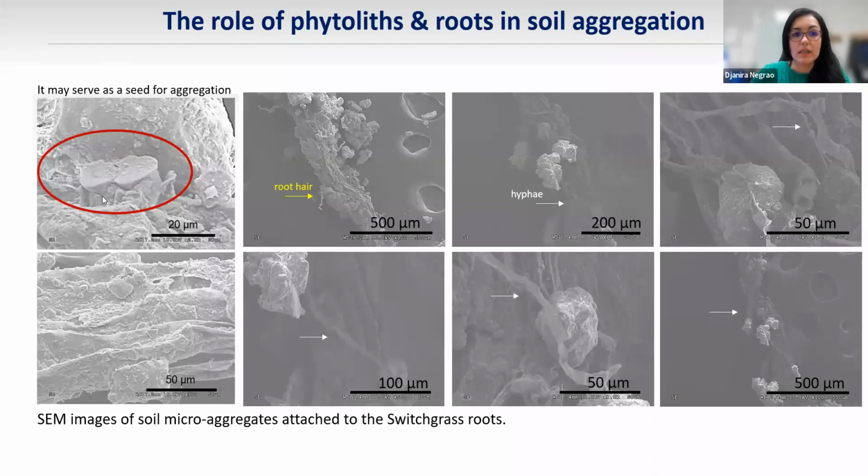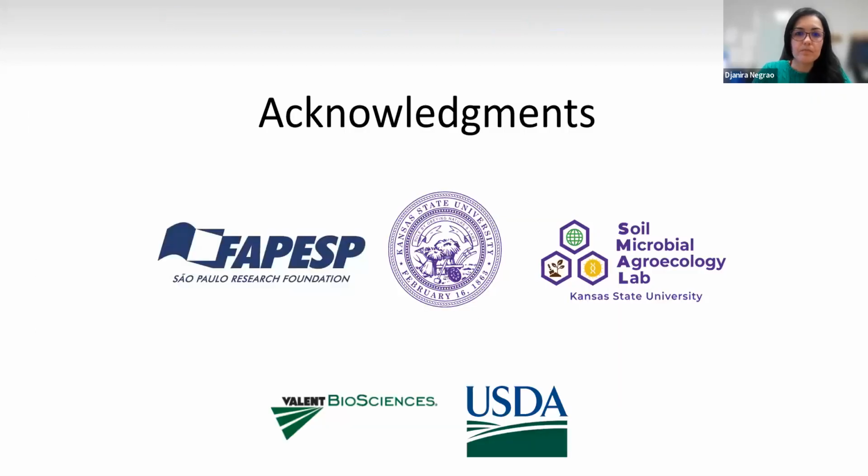as a seed for aggregation, but we also see effects of root hairs and hyphae. I don't know if you can see here, but there are some kind of cords. They are fungal hyphae, which also help to keep those soil aggregates together.